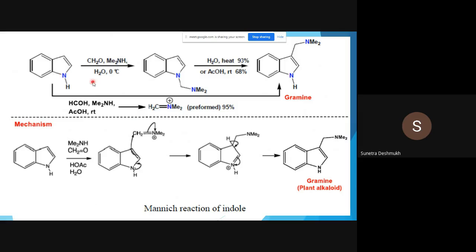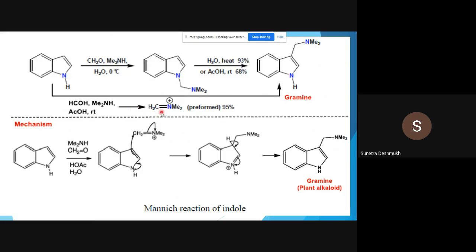Starting from indole in the Mannich reaction, we normally take a non-enolizable aldehyde, formaldehyde, and dimethylamine, water, 0 degrees centigrade. Here we are also getting the N-substituted product, because NH is acidic, so the substituent gets attached to this nitrogen. In this way we get the Mannich base. This Mannich base on treatment with water, heat, 93%, or acetic acid, room temperature, 68 degrees Celsius, shifts the dimethylamino CH2 group to the third position to generate gramine. So how do we go from here directly to gramine? What are the reaction conditions? HCHO and dimethylamine, acetic acid, room temperature.